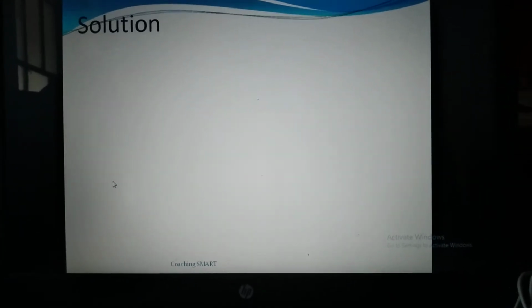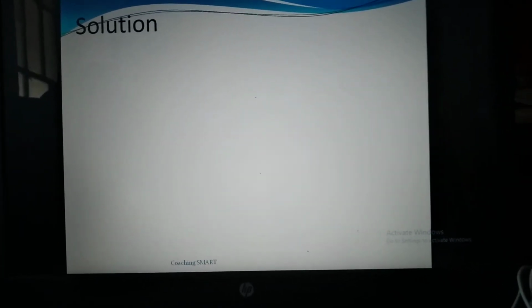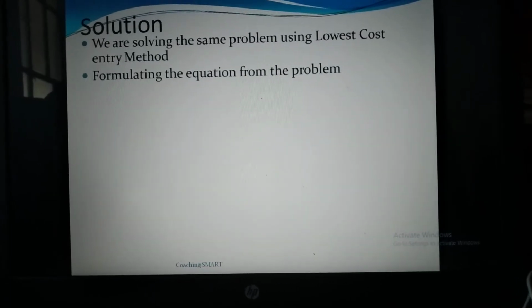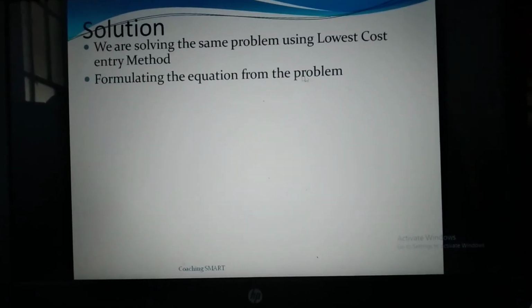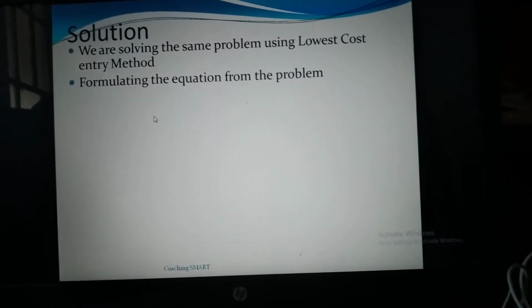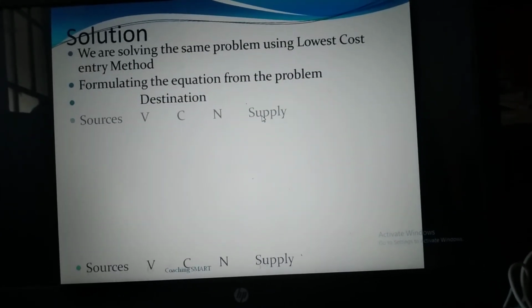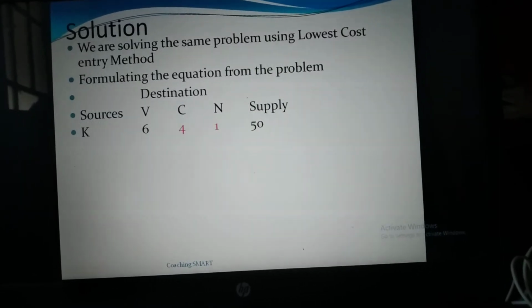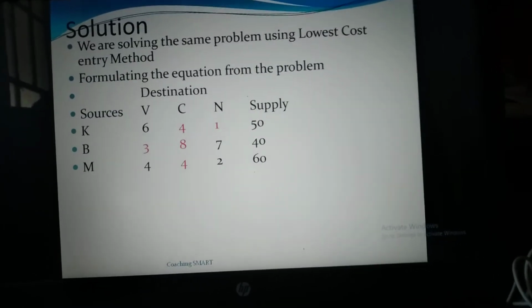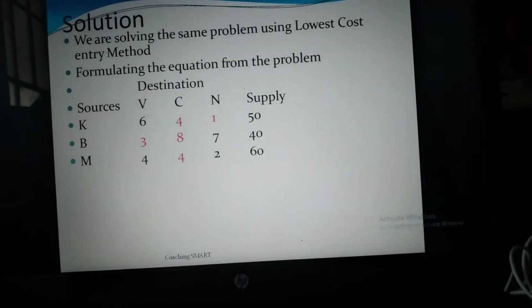So we use the previous question, which we did under the northwest corner method. So we are solving the problem using the lowest cost method, formulating the equation from the problem. So this is the part of the equation whereby we have destination, source. Now this is the equation. So can we now bring down the equation to our formulation?